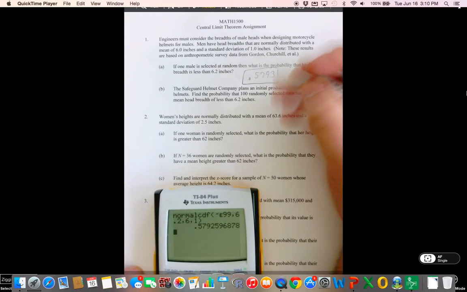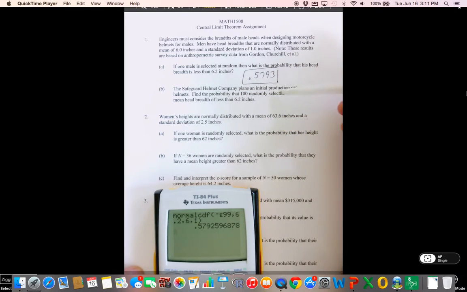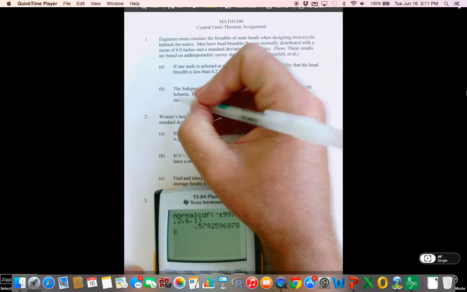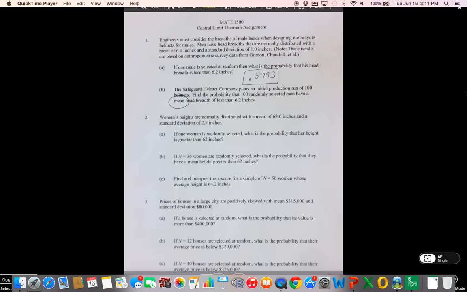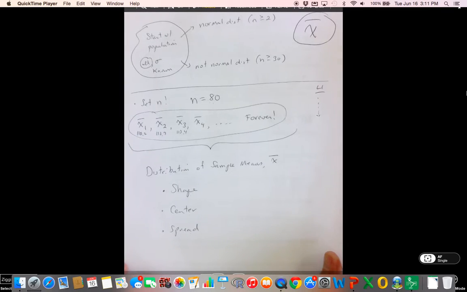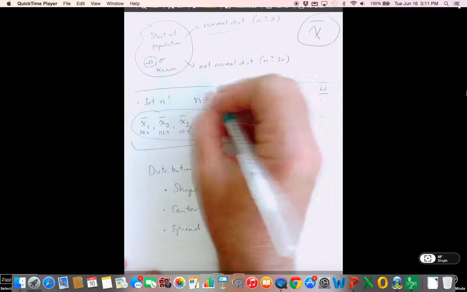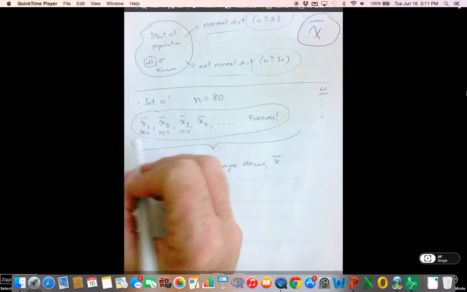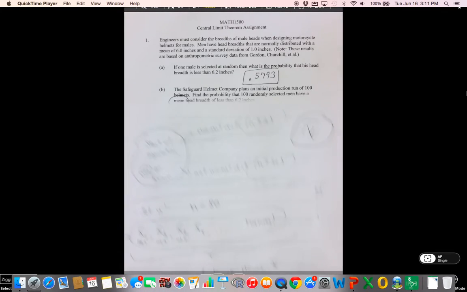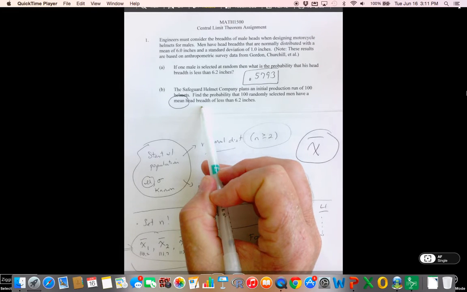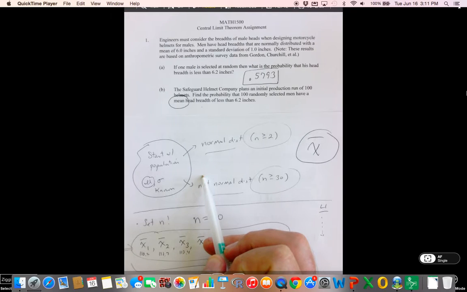Now the next thing says the Safeguard Helmet Company plans an initial production run of 100 helmets. Find the probability that 100 randomly selected men have a mean head breadth of less than 6.2 inches. Now, guys, that's where we get back into these problems. This is where we get into a normal distribution, or a sample size restriction, and then we focus on how the sample means would behave. That key word, mean, tells you this problem falls in the central limit theorem type of problem.